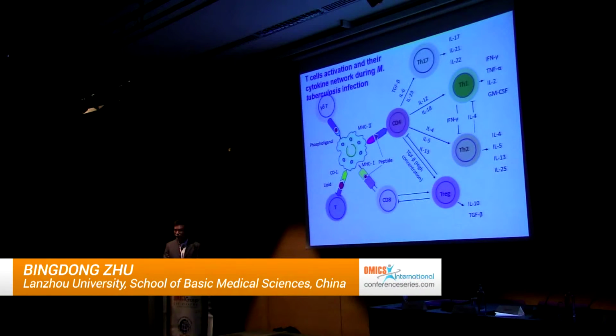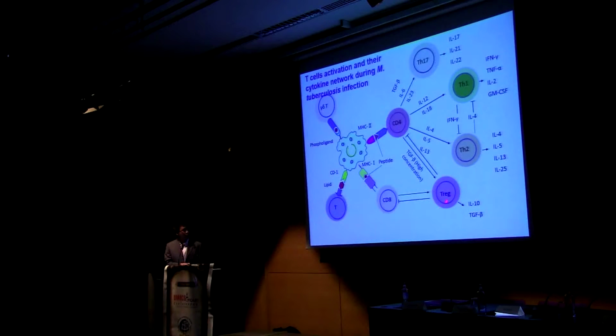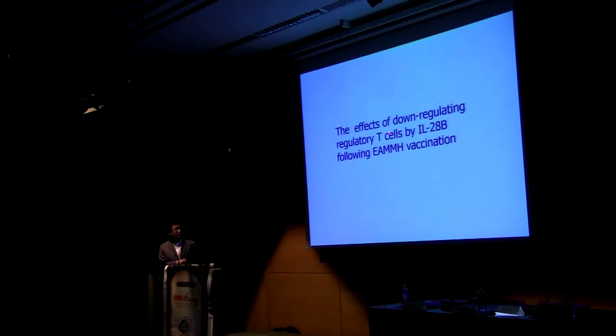So we think if we can downregulate the Treg cells, maybe we can improve the protection of the vaccine. It's reported that IL-28B can downregulate the regulatory T cells. So we detected the effect of IL-28B following EMMH vaccination.